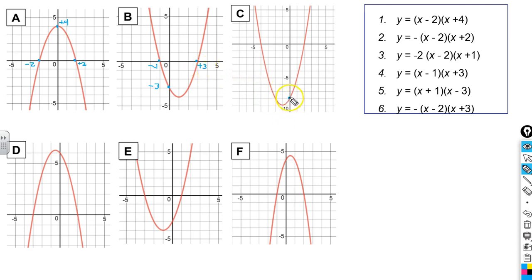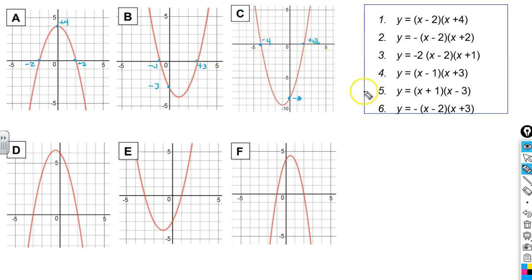And if we look at graph C, we can see that the y-intercept is at negative 8. The x-intercepts are at negative 4 and positive 2. And so if we look at the equations and we just focus on the x-intercepts, we see the x-intercepts here are negative 2 and positive 2, negative 1, positive 3, negative 4, positive 2.